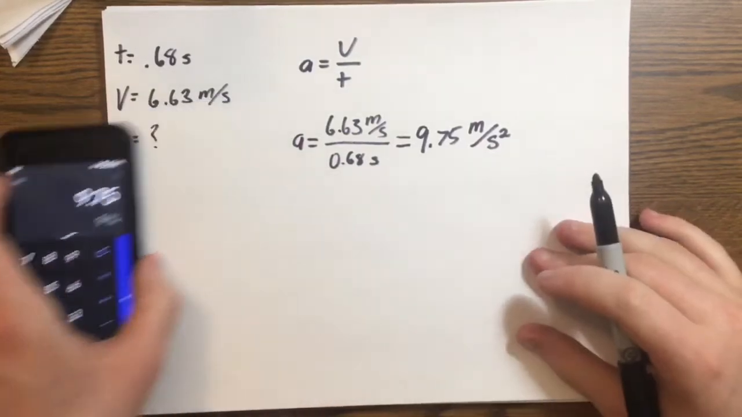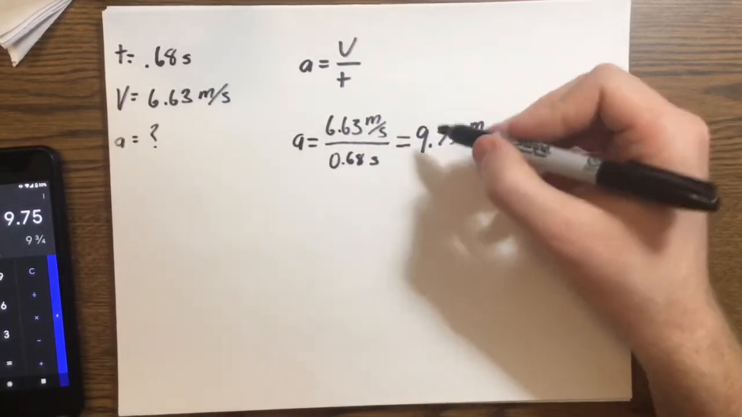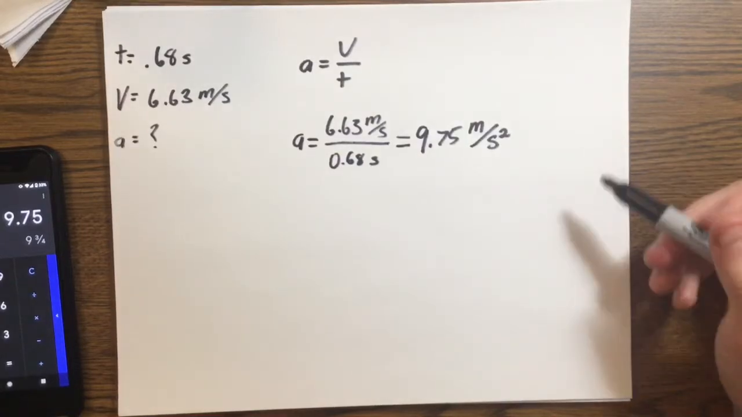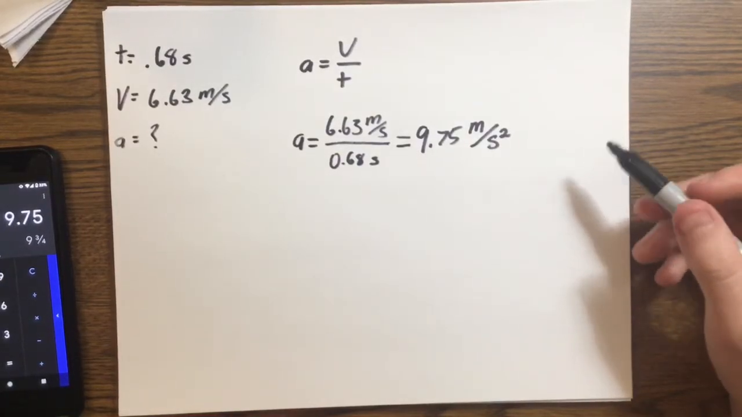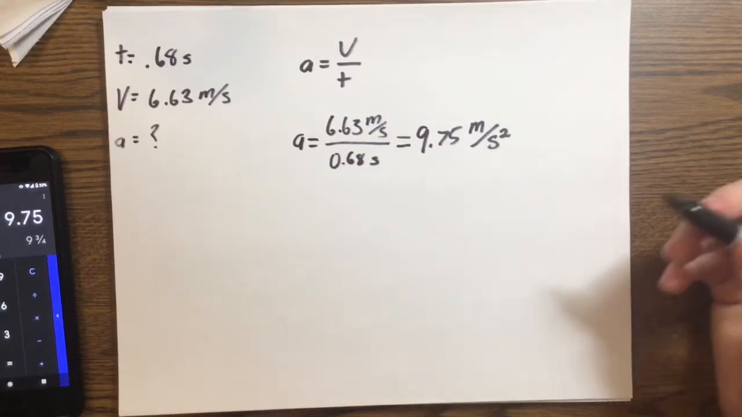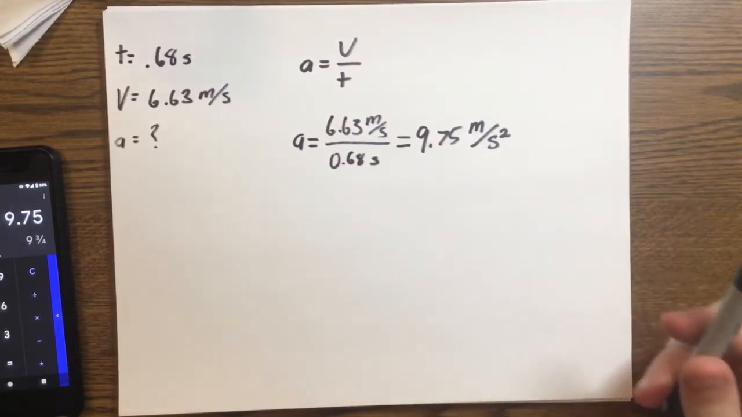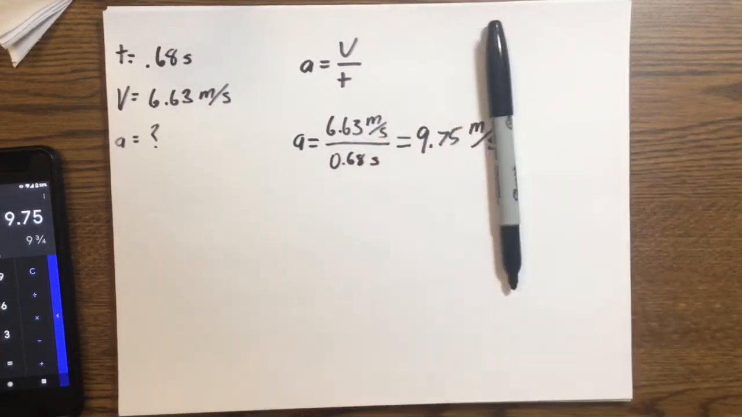So, acceleration is 9.75 meters per second squared. It's as simple as that, but I'm going to get some graph paper. I will be right back.